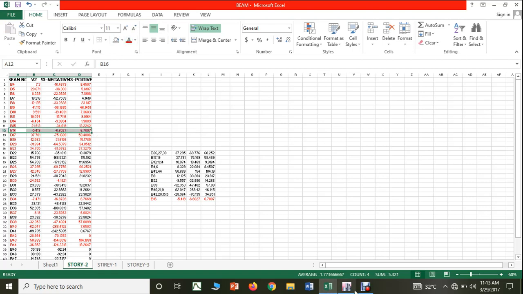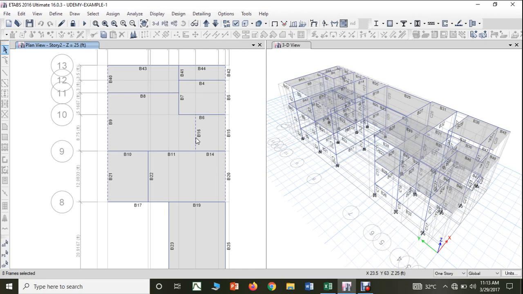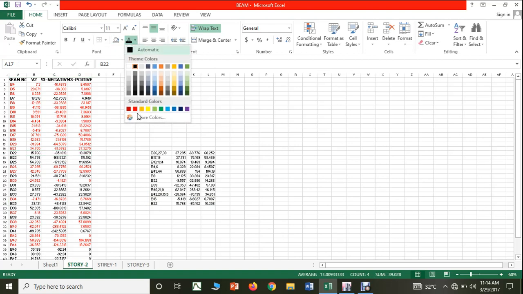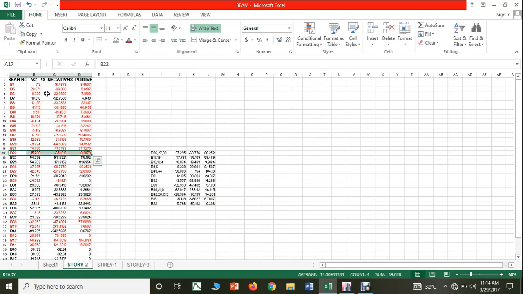Beam 16, and the next one you have is beam 22. So beam 22 also we have to do individually. So beam 22, beam 16 and beam 22.